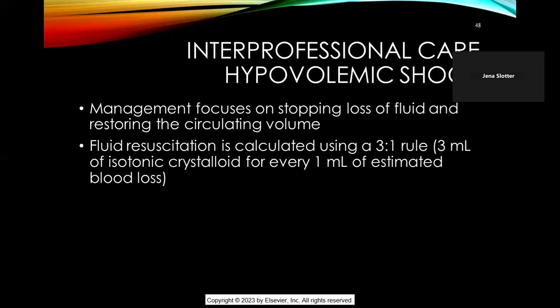So specific to hypovolemic shock, obviously we're focusing on stopping the fluid loss and then restoring the volume. There is a rule that you might want to be familiar with. That's kind of a protocol, and that is the calculation of using the 3-to-1 rule. So 3 mils of a crystalloid fluid for every 1 mil of estimated blood loss.